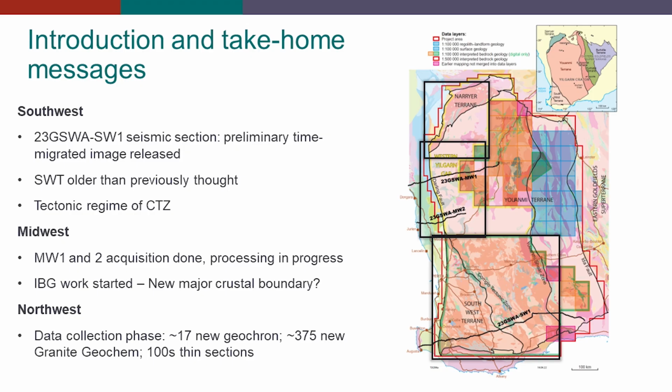Over the years, there's been a series of 100K mapping campaigns, including the one highlighted here in blue that produced 1 to 100,000 scale surface geology mapping, and all of the orange colors in through here that produced 1 to 100K interpreted bedrock geology maps. So these two series of mapping campaigns covered a large area of the eastern and northern part of the Youanmi terrane, leaving a big gap for all the rest of the West Yilgarn project.